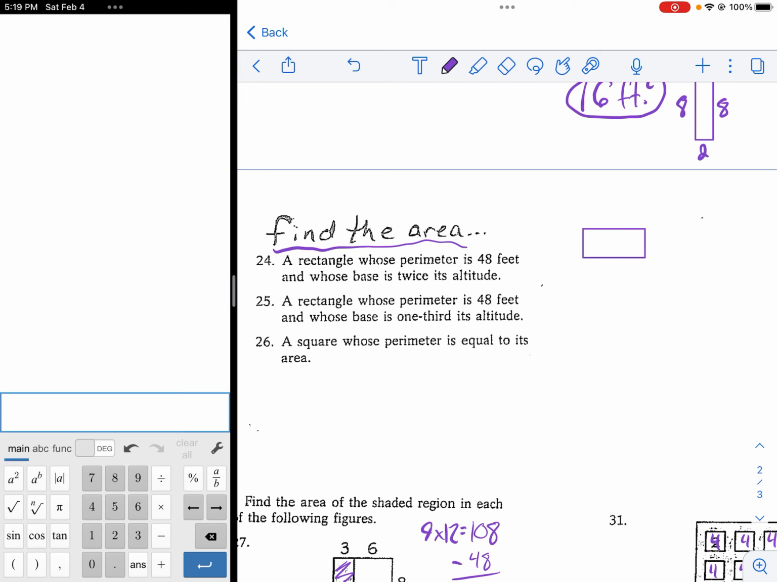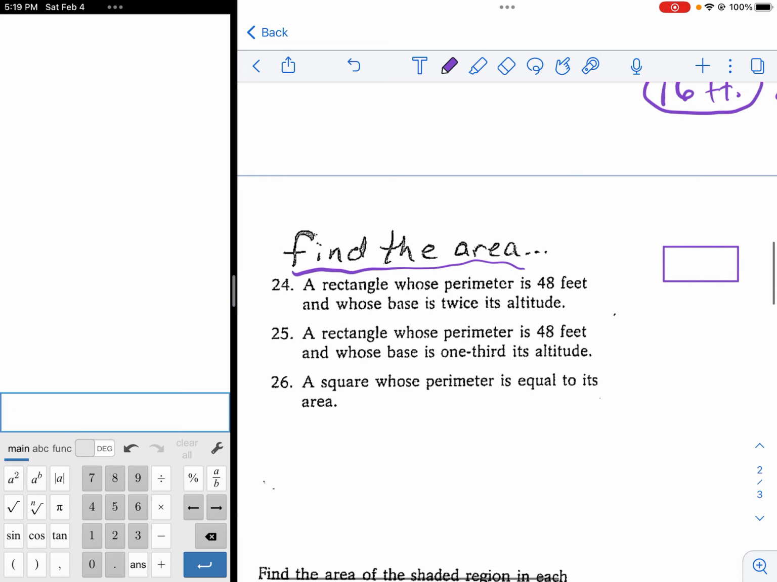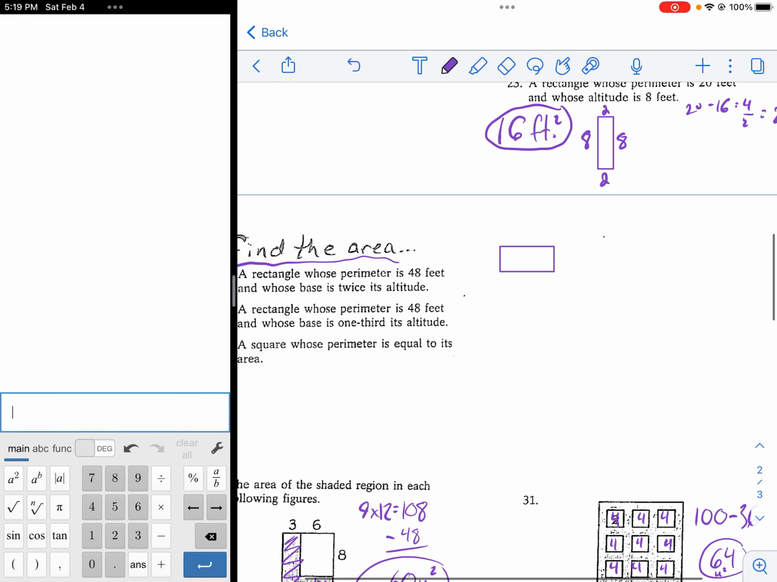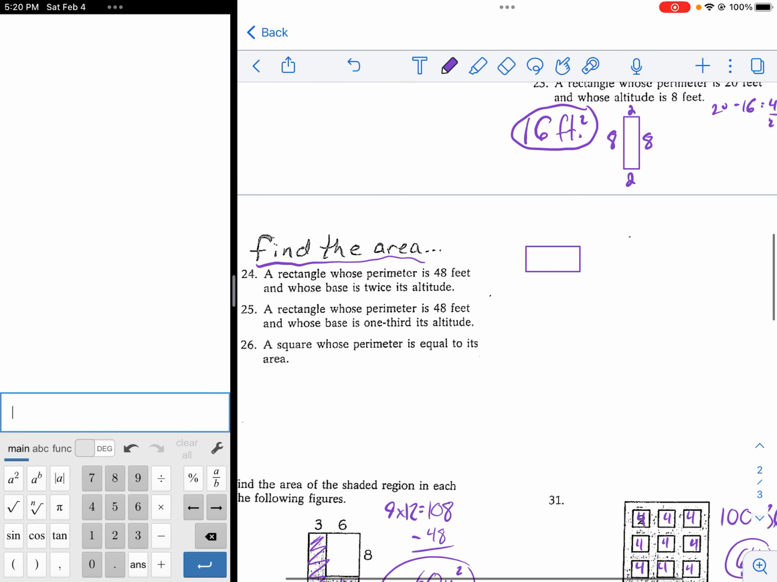Hopefully it might be like 3 times, but it'll do. And we know the perimeter is 48 feet. So we can use an equation to figure this out. So we know its base is twice its altitude. So if its altitude is x, and we know its base is what then? Its base would be 2x.